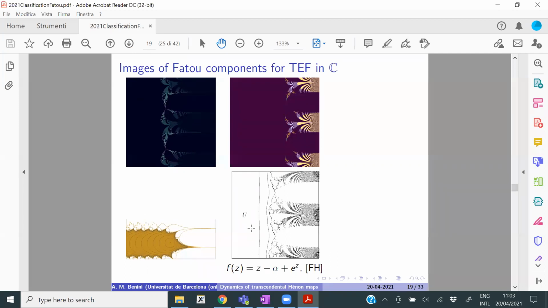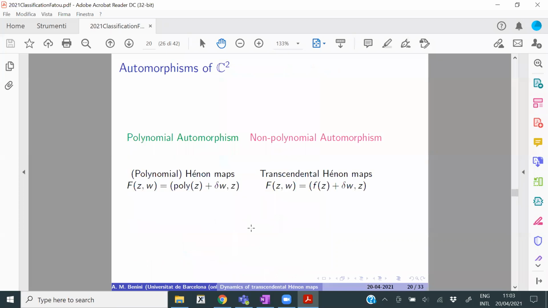So let me change my plan, and let me take a 10-minute break here before we look at automorphisms of C2. Okay. So we start at 11:10. I don't know. Is that okay? It's 7 minutes. I don't know if it's okay. Fine. Okay. So it's 3 past. And I'm so sorry, I'm not in Barcelona, as you all know, but we will catch up.